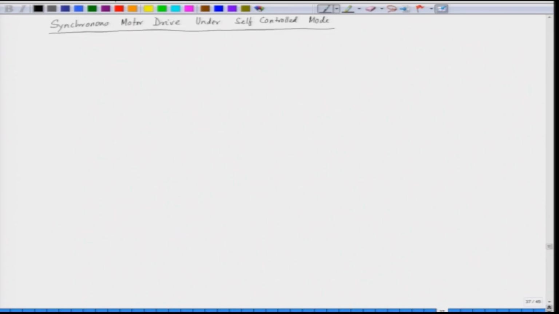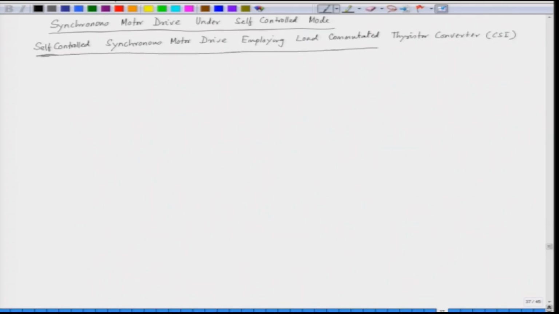Now, we can take an example. This is a self controlled synchronous motor drive employing a load commutated thyristor converter, which is a current source inverter. We have two converters here.